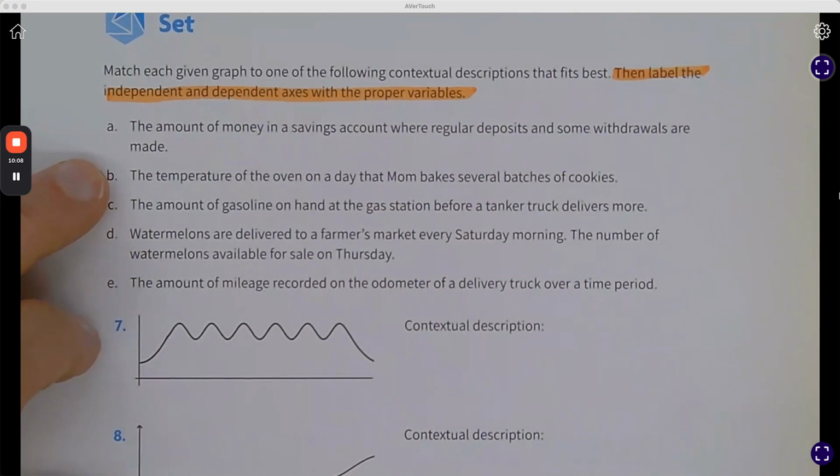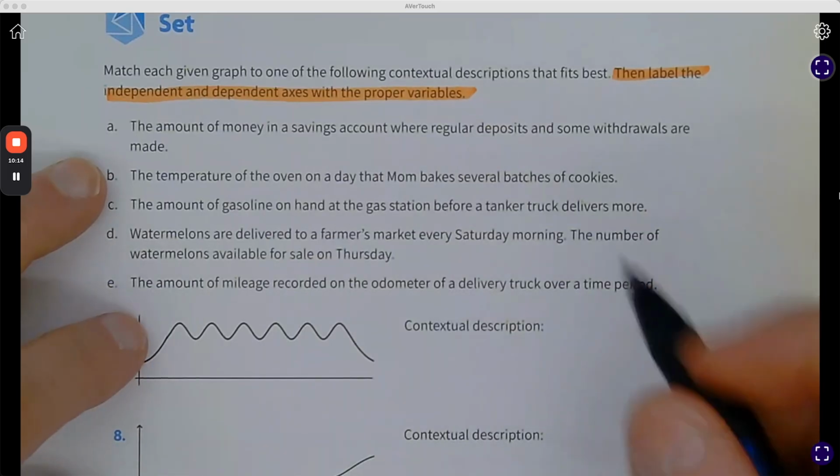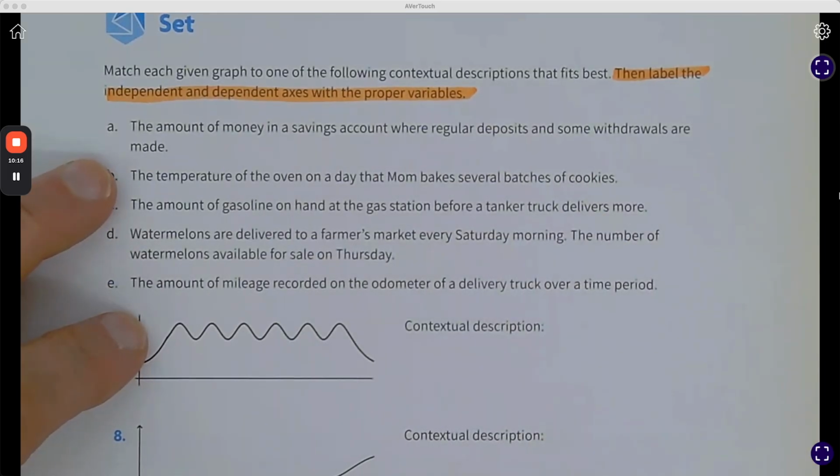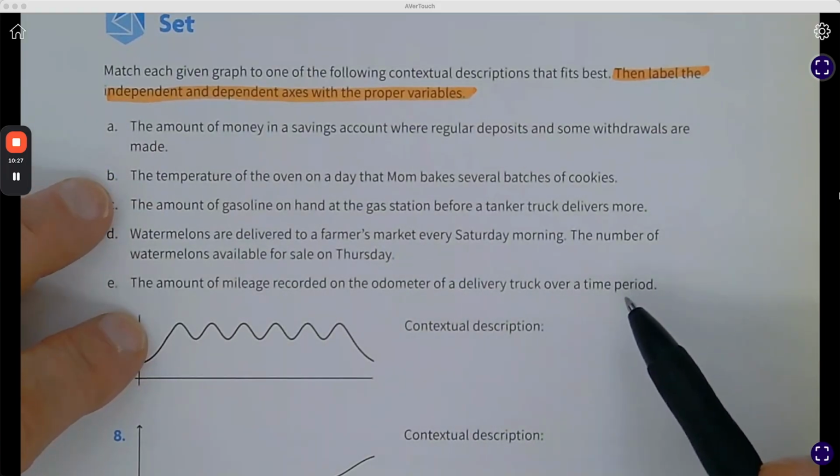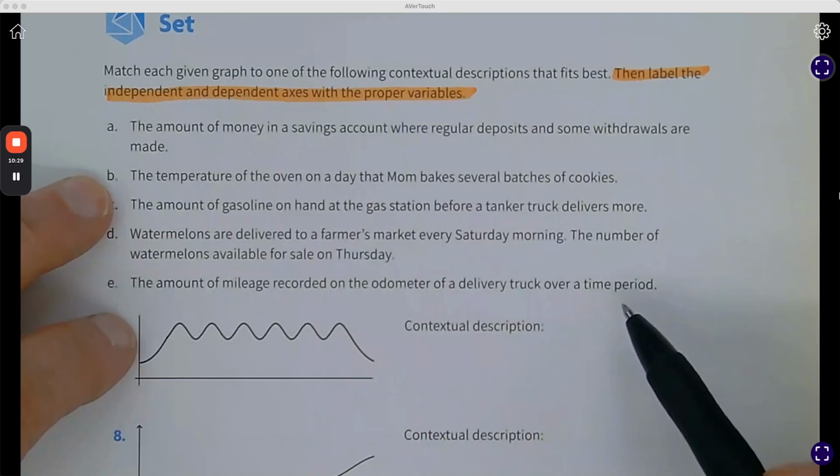the amount of money in a savings account where regular deposits and some withdrawals are made. That is not that, because this jumps, so it's going to be more like this. But these are just withdrawals. There's no deposits, right, because it's going down the whole way. So that's not it.